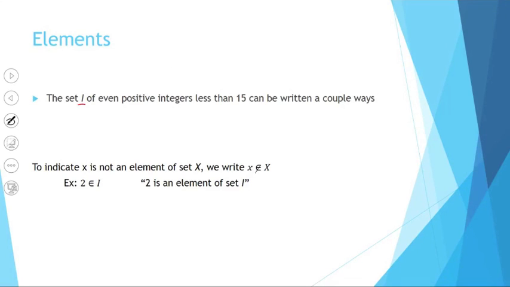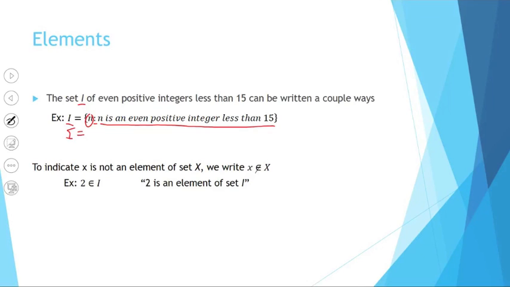Here's a different set we're calling I. So the set I of even positive integers less than 15 can be written a couple different ways. You can write it like this: the set I contains element n such that n is an even positive integer less than 15. Or, like I said, you can write that out: I equals 2, 4, 6, 8, 10, 12, 14. That's the set.